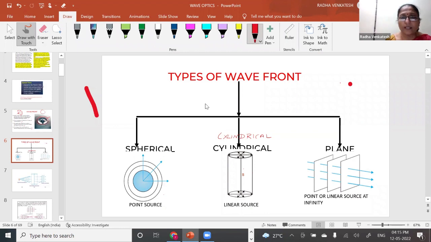So now the question asked here, teachers, we know the types of wavefronts, but the most often asked question is this: what would be the source of light which would give you a spherical wavefront? Which is a source of light which would give you a cylindrical wavefront, and which is the one which will give you the plane wavefront? What are the sources? So for that I have taken the example of this bulb.